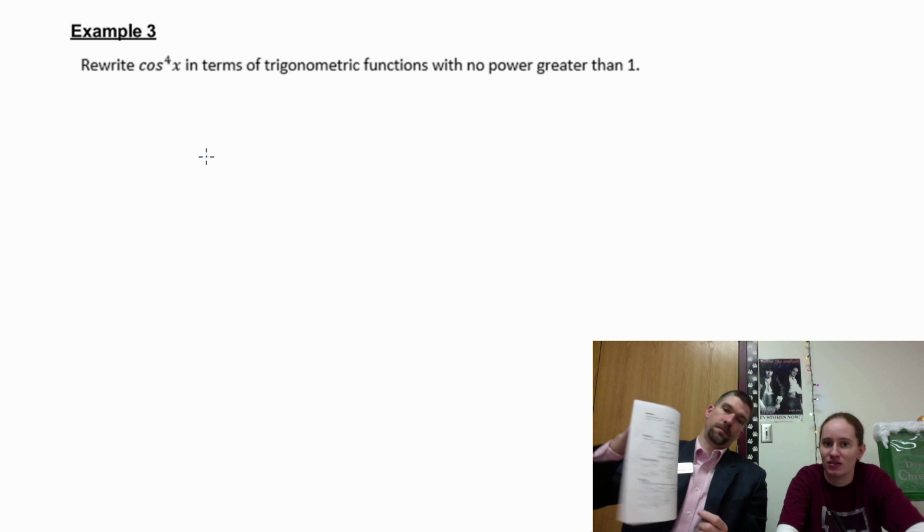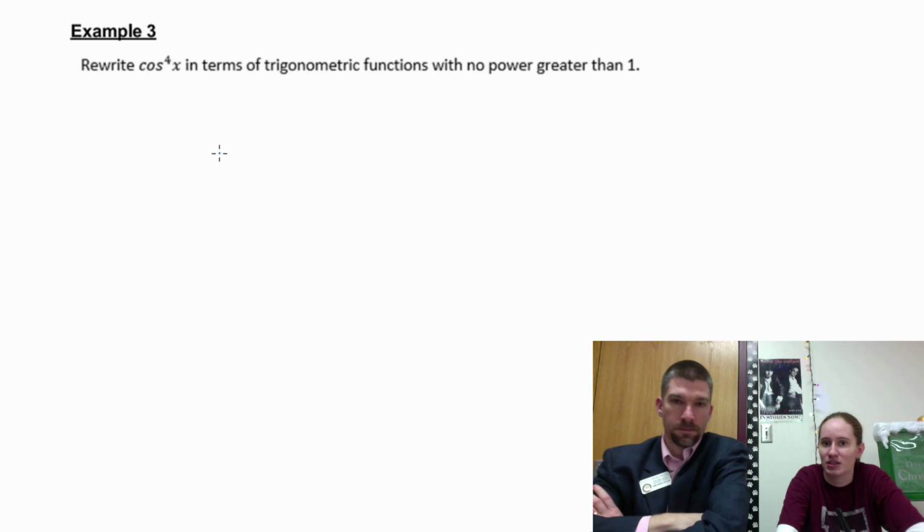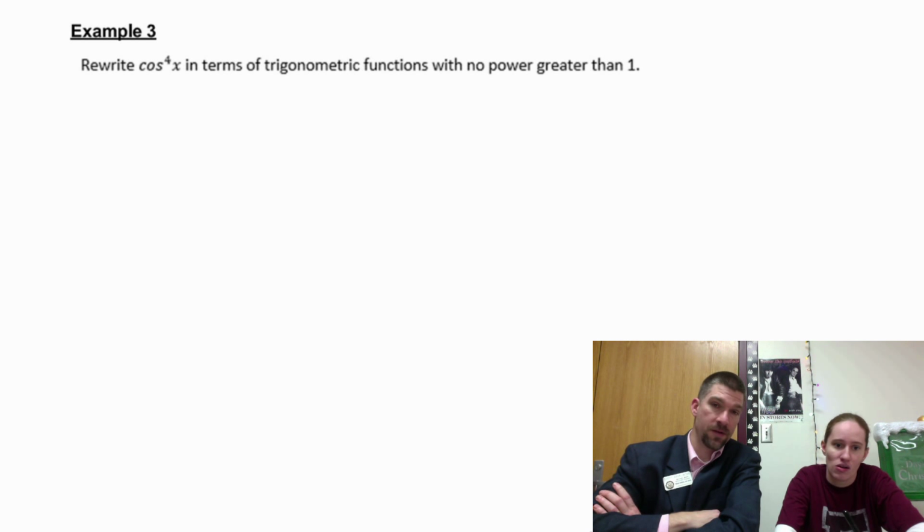Rewrite cosine to the 4th x in terms of trigonometric functions with no power greater than 1. So in other words, it can be cosine x or sine x, but it cannot be cosine squared x, cosine cubed x, cosine to the 4th x. Sounds good. Let's dive in, shall we?